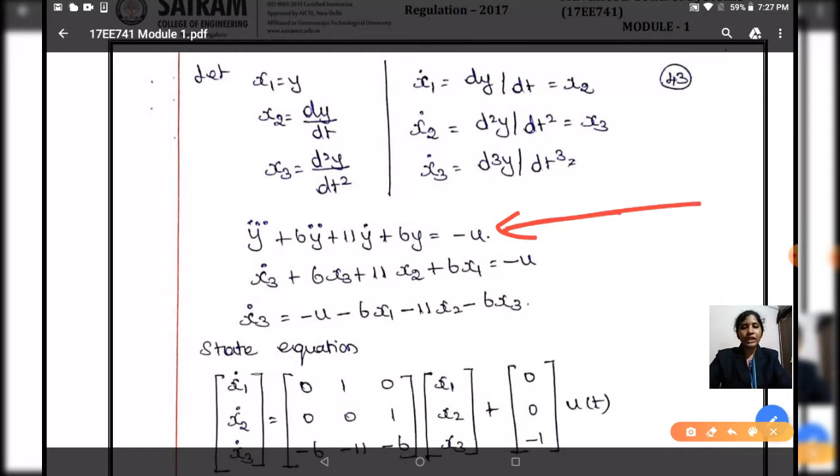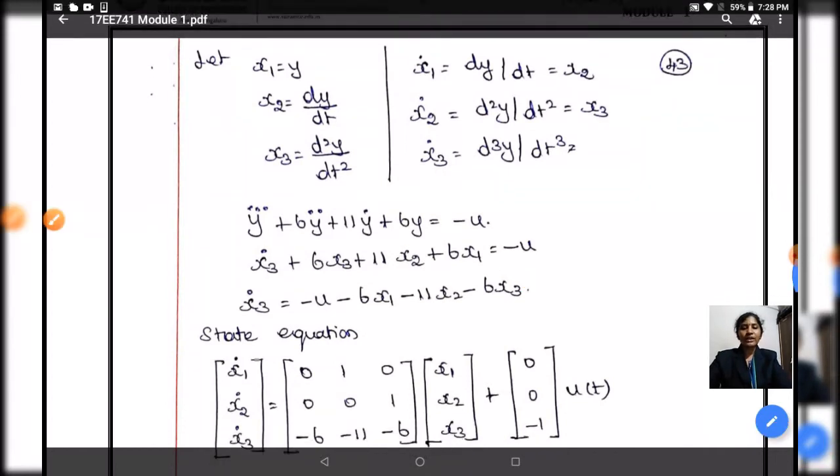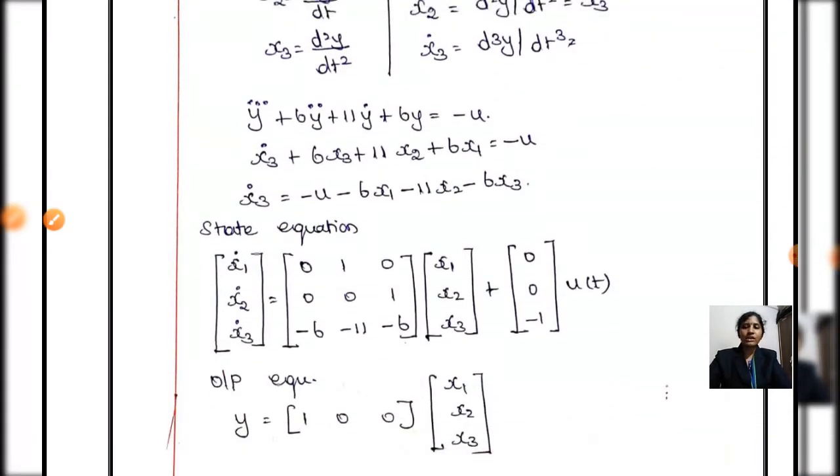The equation I am showing over here is the given problem. Now you need to replace this with the state variable quantities. So after replacing, you will get x3 dot. From this equation we can identify what is our x3 dot, and also we know how to write the state equation matrix and output equation matrix.